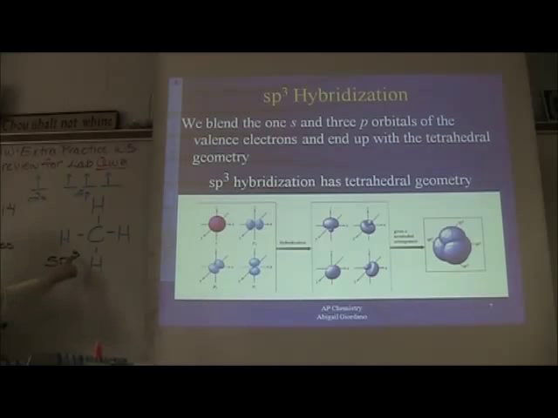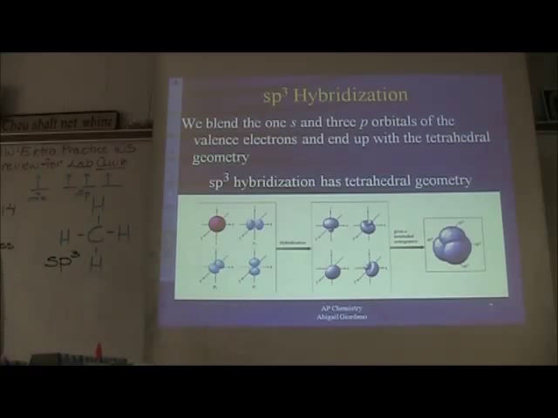1 s and 3 of the p orbitals. Okay? That is what you will be expected to do, which is to look at a central atom or any atom and tell what its hybridization is. Right? This is a tetrahedral shape.